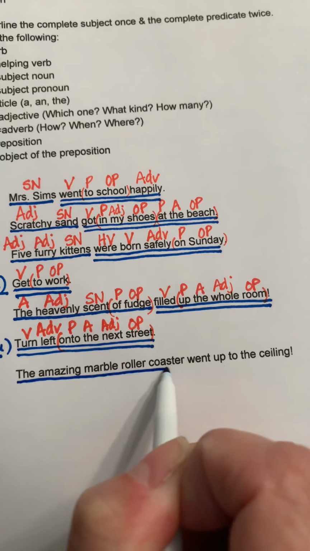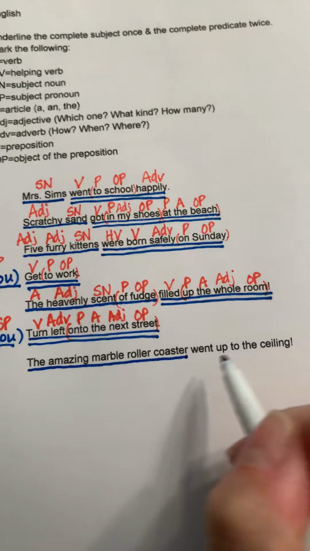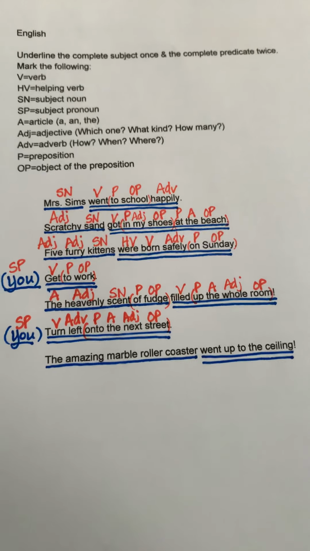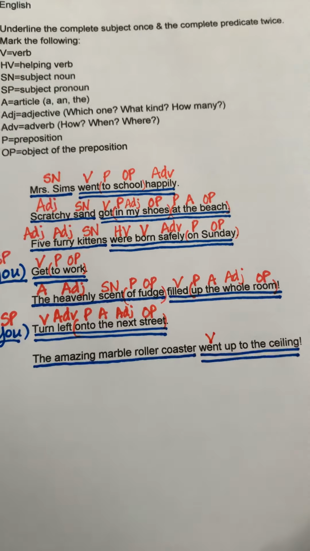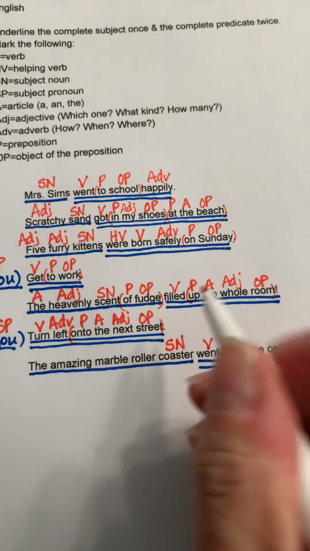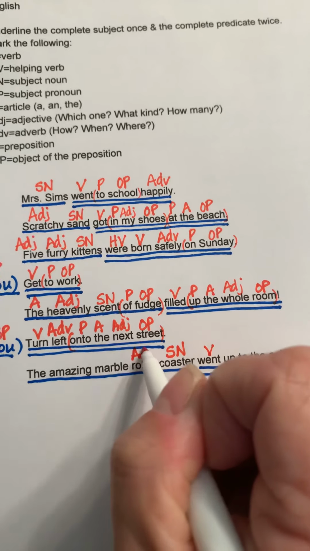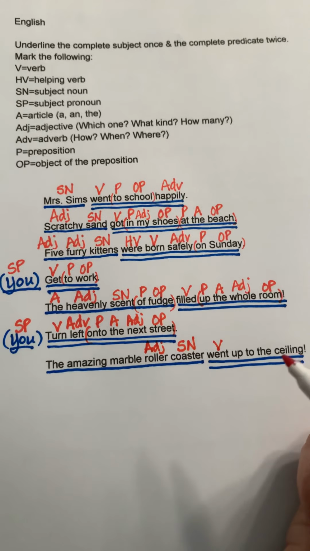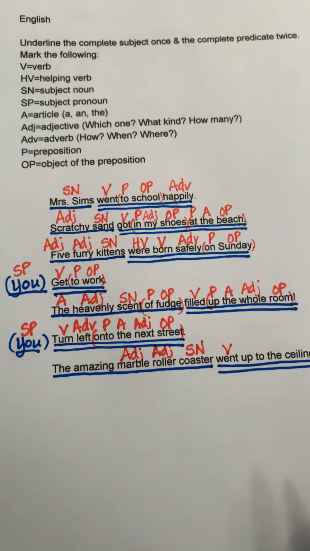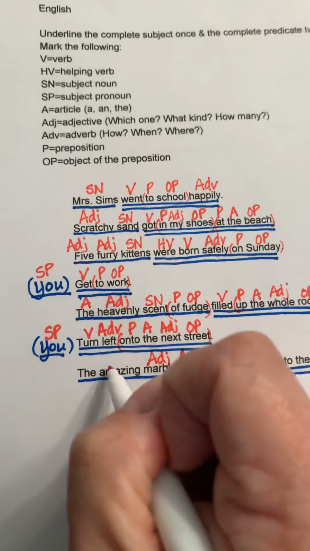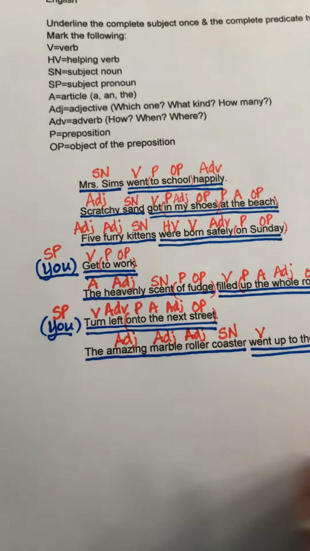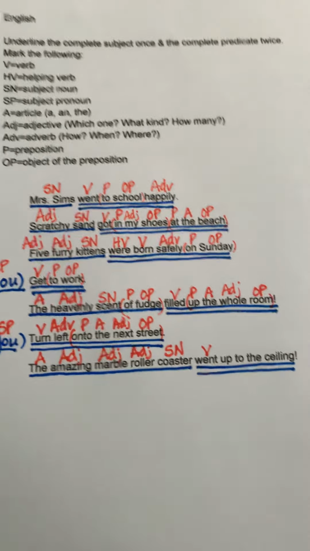The amazing marble roller coaster is who or what. What is being said about it? It went up to the ceiling. Our verb is went. What went? The coaster. That's our subject noun. What kind of coaster? It's a roller coaster. And what kind of coaster? A marble coaster. And what kind of coaster? Again, amazing. So all of these are adjectives that describe coaster. And then that is the article.